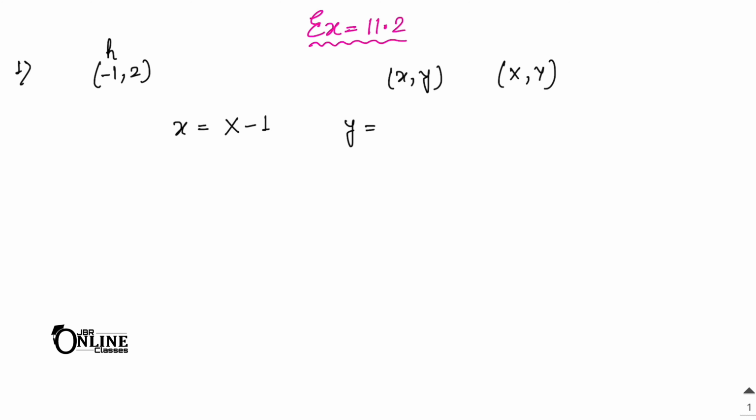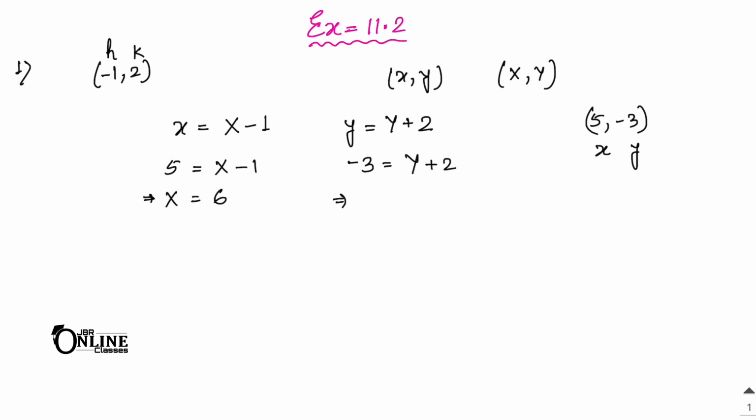And next, small y equal to capital Y plus k. As here k equals 2, it will be plus 2. And here you have to find out the new coordinates of the point 5, minus 3. That means the value of x equals 5 and y equals minus 3. So put down 5, that is capital X minus 1, so capital X equals 6. And small y equals minus 3, so capital Y plus 2, that means capital Y equals minus 5. So the new coordinates will be 6 comma minus 5 as your answer.